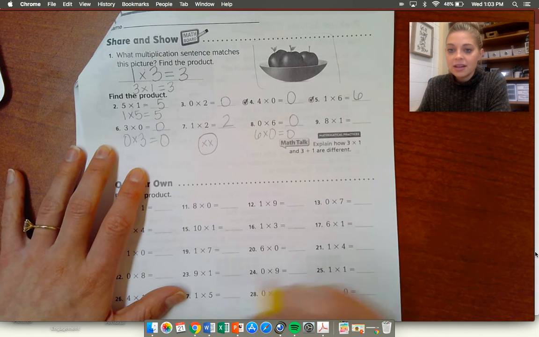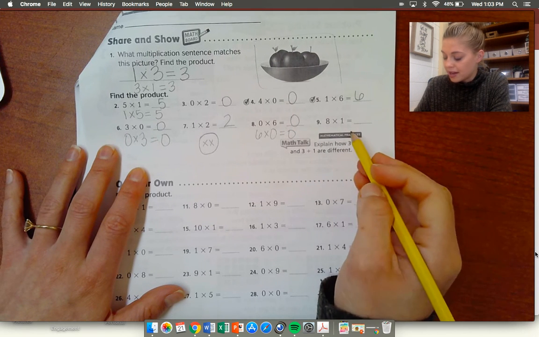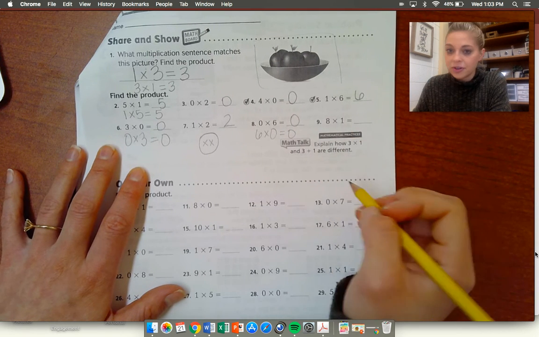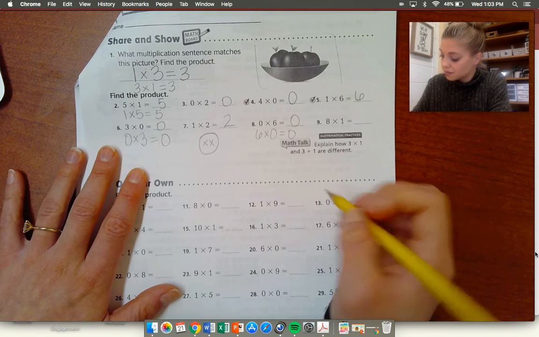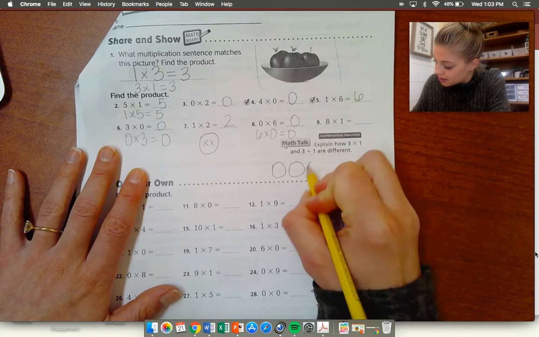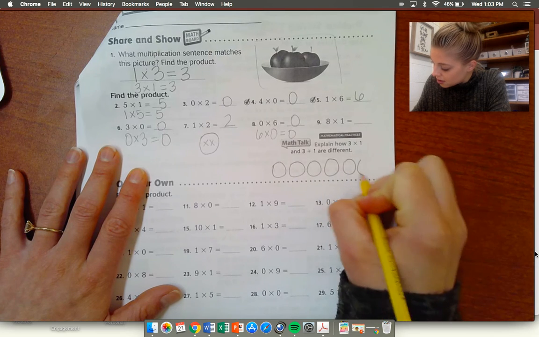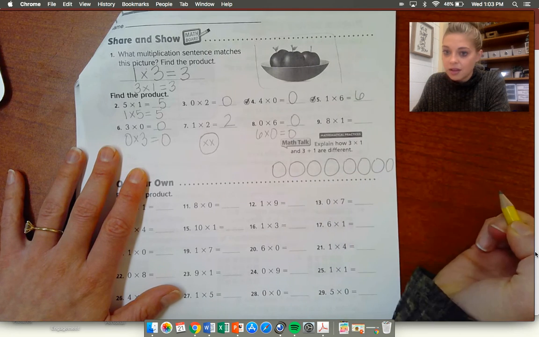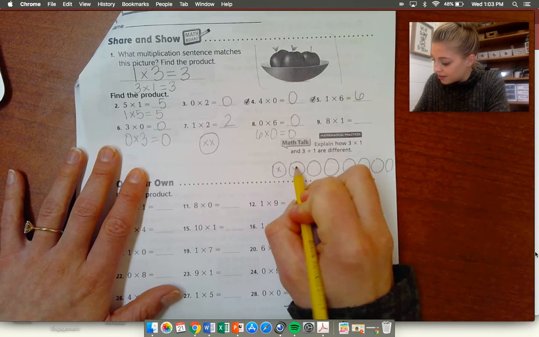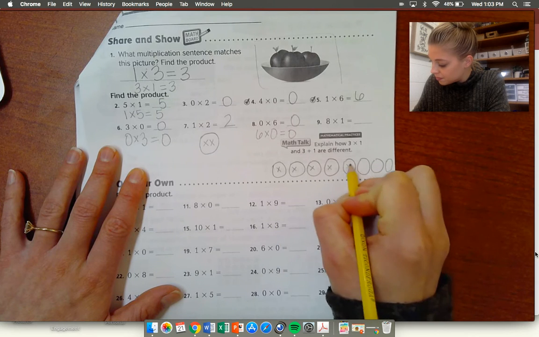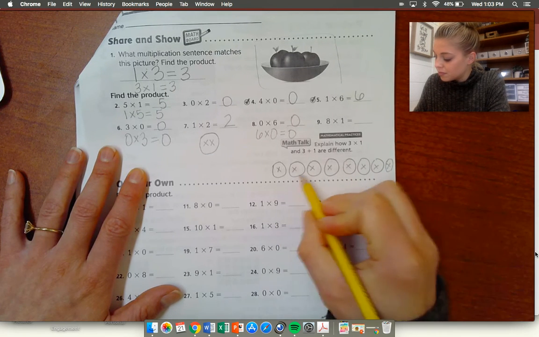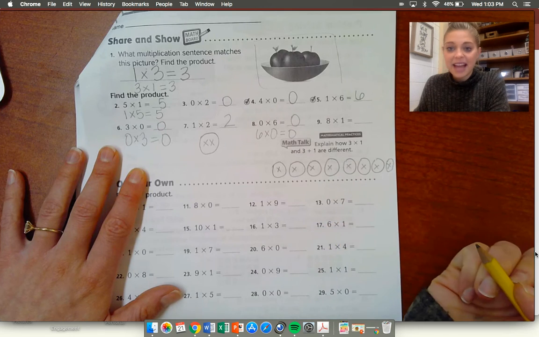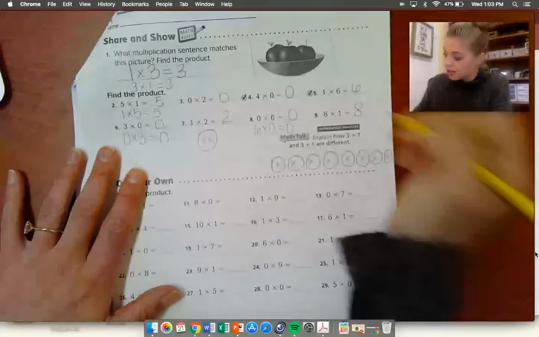And number 9, 8 times 1. If I have 8 groups of 1, how many objects do I have in all? 8 groups. 8 groups of 1. I have 8, right? That's the answer.